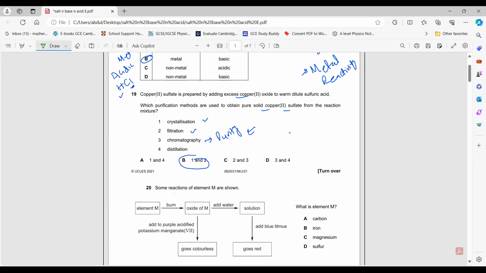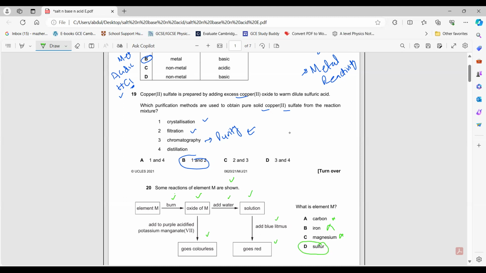Here we have some reactions of a metal shown. Element M burns to give an oxide of the metal, and added to purple acidified potassium permanganate, the product turns it colorless. Added to water, the solution turns litmus paper red. Which element is M? If litmus paper is going red and acidified potassium permanganate is getting decolorized, it must be some kind of an acidic solution. Magnesium is a metal, iron is a metal, carbon, we have not studied anything with respect to that. We are left with only one option, which is sulfur.